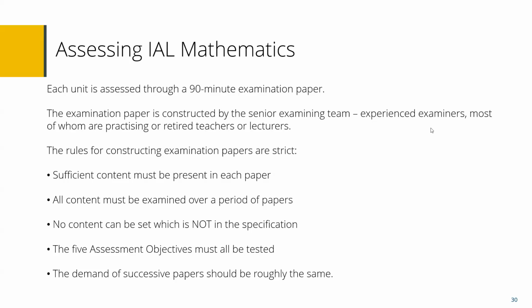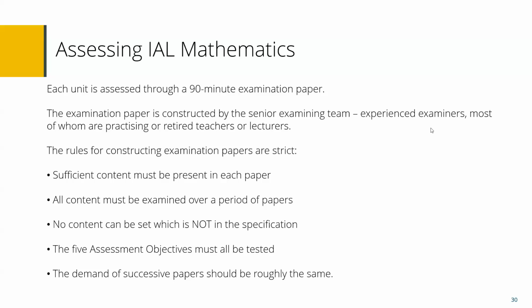A few things to mention here. As you can see from the screen, each unit is assessed through a 90-minute examination paper. The paper is constructed by a senior examining team, experienced examiners, most of whom are practicing or retired teachers and lecturers. The rules of constructing an examination paper are strict. Sufficient content must be present in each paper, or content must be examined over a period of papers. No content can be set which is not in the specification. The 5 assessment objectives must all be tested, and the demand of successive papers should be roughly the same.